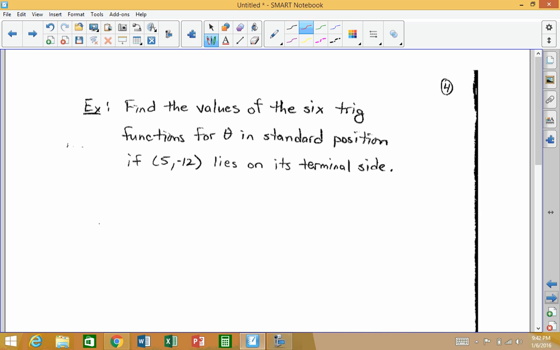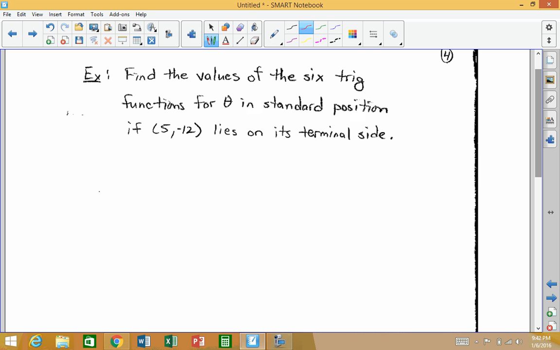Here we have an example. We want to find the values of all 6 trig functions for theta in standard position if 5, -12 lies on its terminal side. So there's our given point. That's where the angle will end, at 5, -12. So we're going to have to draw a little bit more accurate of a graph here.